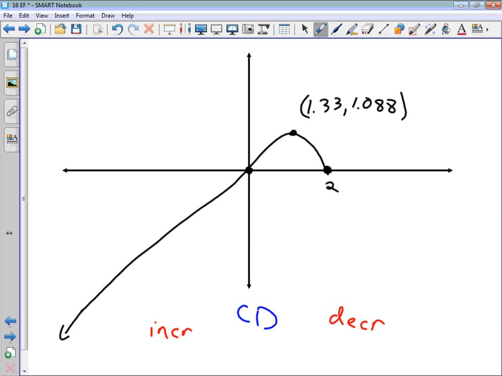Lee is thinking, yeah, of course that's our graph, duh. But there we go. All right, so just something that's a little bit different because of that restricted domain.